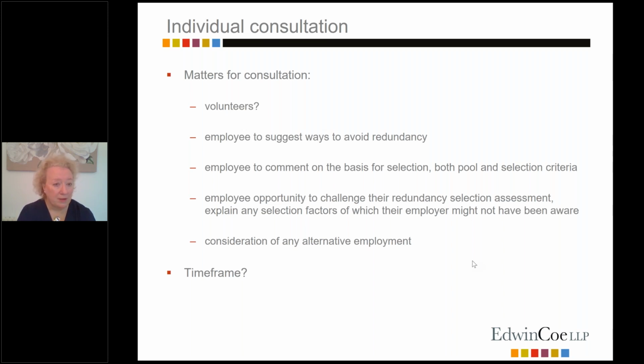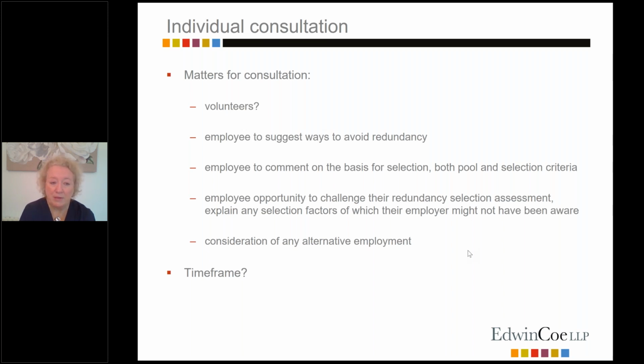Once you have applied the selection criteria, you do need to discuss the scores with the employees, give them an opportunity to challenge the assessment and explain any selection factors which, for example, the manager analysing them may not be aware of. So, for example, if they've scored a 0 for speaking another language because the scoring manager is not aware of their language skills, if the employee is able to see the score they've been given, they can question it and say, well, hang on, in fact, I've got an A level in French or German or whatever, and should be given a higher mark.